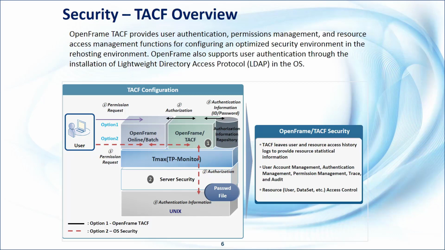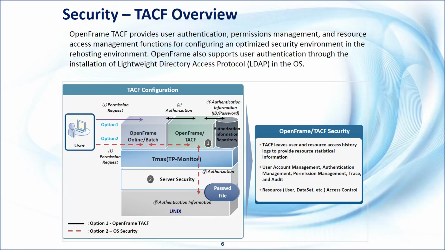TACF overview. As explained before, basically TACF does the authentication and authorization of the resources. The first step is authentication. Whenever a request comes to the online or batch system, it passes the control to TACF for doing the authentication. And TACF has various mechanisms for doing the authentication. It can refer to its own internal repository called the TACF database, and it can also refer to the Unix password file. And option 3 is not listed here, but it can also use LDAP for doing the authentication.